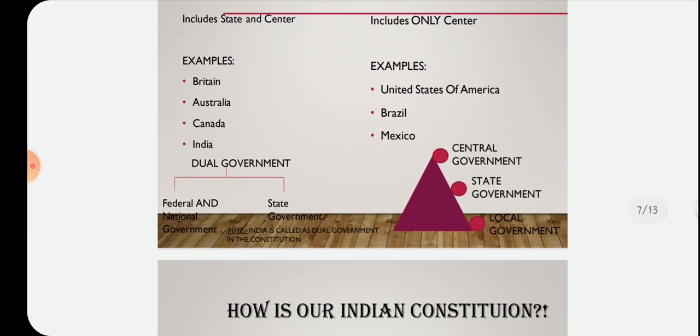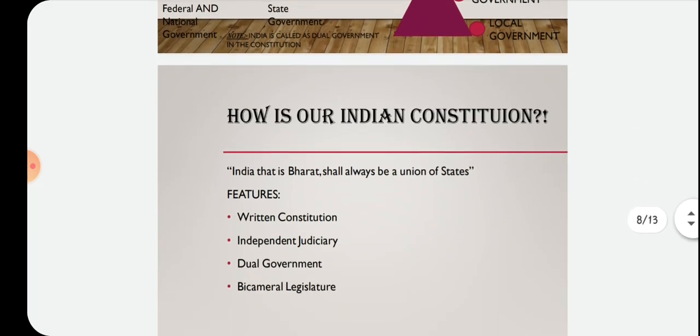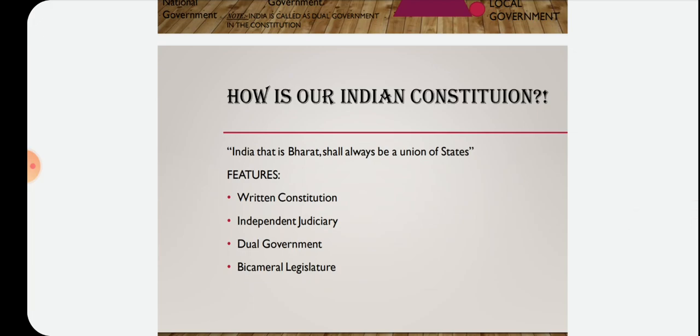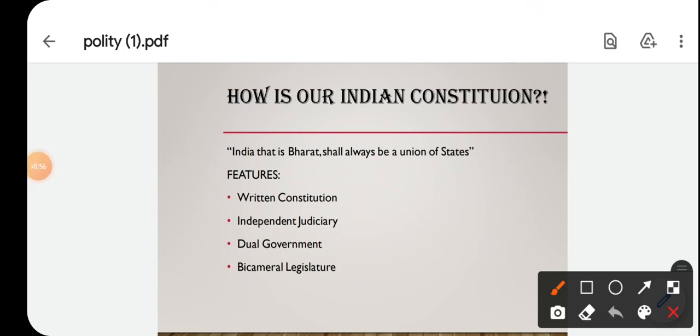Now moving forward, let's discuss the nature of Indian constitution. If you refer to article 1 of our Indian constitution, you will see the political definition as India, that is Bharat, shall forever remain union of states. This is article 1 of our Indian constitution. We will discuss some salient features of our Indian constitution. Indian constitution is a written constitution, the first thing which you need to note down.